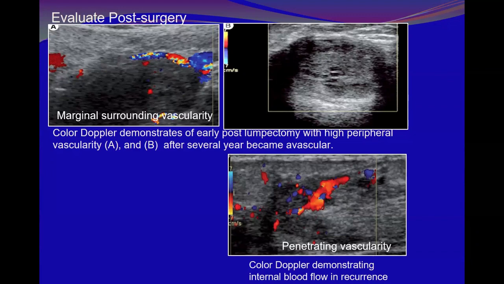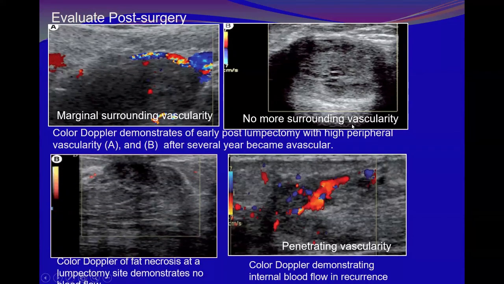Okay, so look, this is post-surgical, look at the marginal vascularity indicative of benignity, while these penetrating vessels go with suspicious Doppler features. Okay, and here no surrounding vascularity, as we mentioned. Looking at this example, color Doppler of fat necrosis at a lumpectomy site, okay, demonstrates no vascularity.